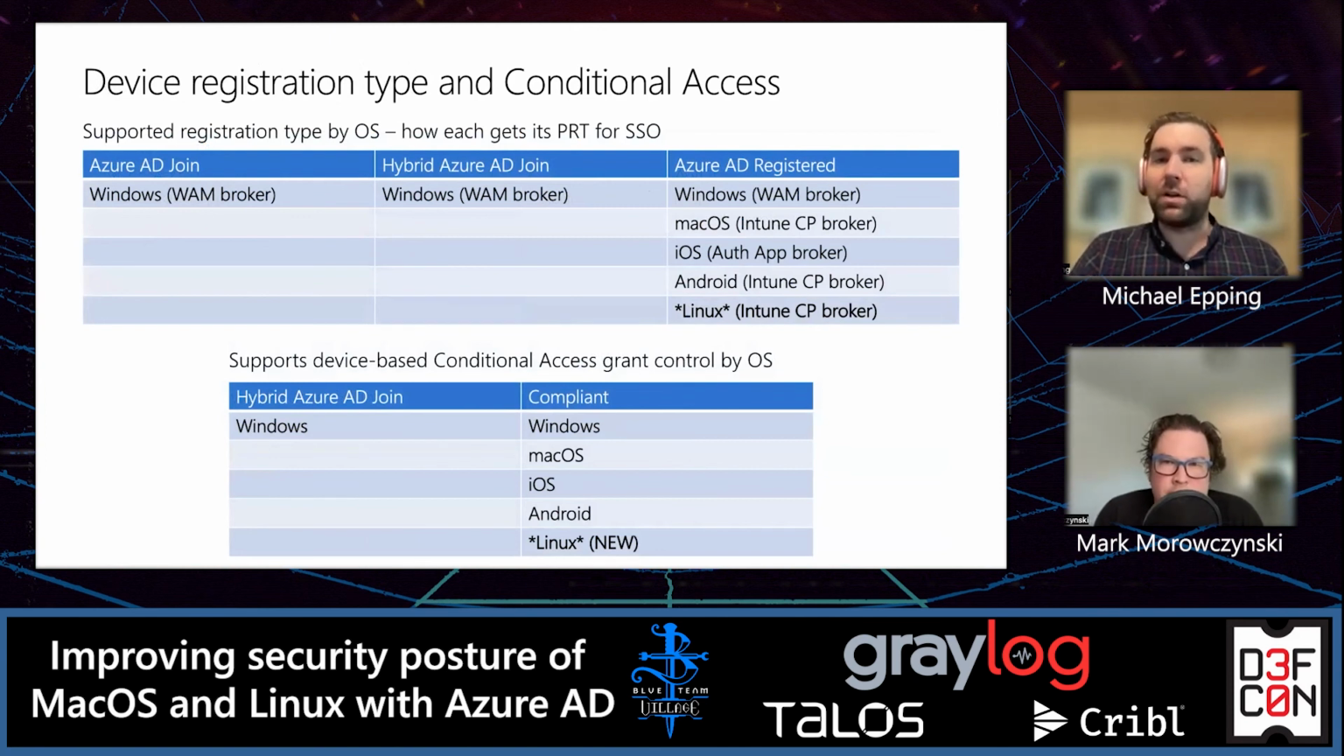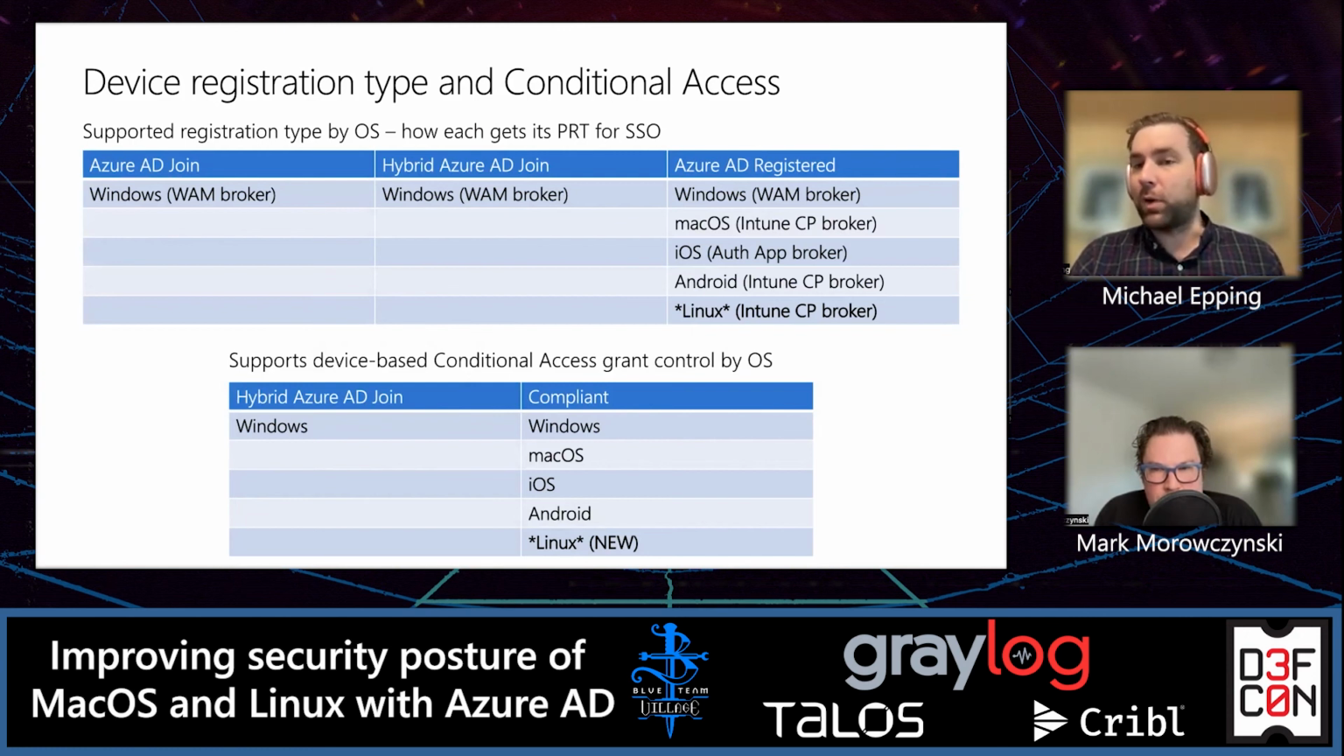As Mark mentioned earlier, there's really two critical capabilities that we want on any OS. It's not just the device compliance piece. We want SSO and device compliance. So we're working on building this for both, for Linux in addition to all the other platforms. So for the SSO piece, just like we talked about earlier, we want to have PRTs on Linux that can be used by a broker.